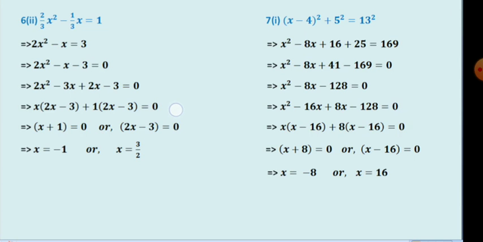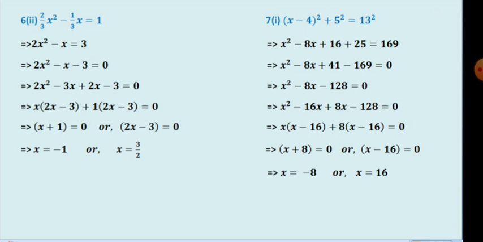Therefore one of the terms is x plus 1 equals 0. Another term is 2x minus 3 equals 0. Now from x plus 1 equals 0, the value of x is minus 1. And from the second term, 2x minus 3 equals 0, the value of x is plus 3 by 2.